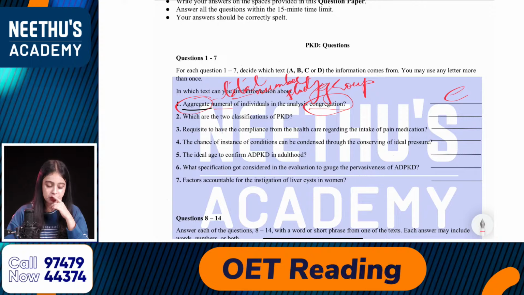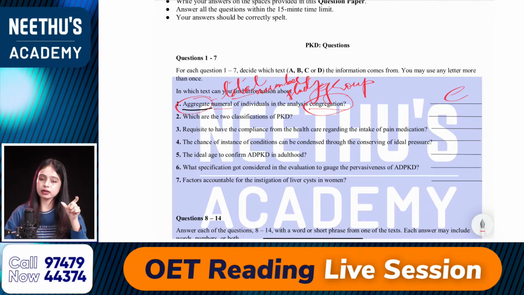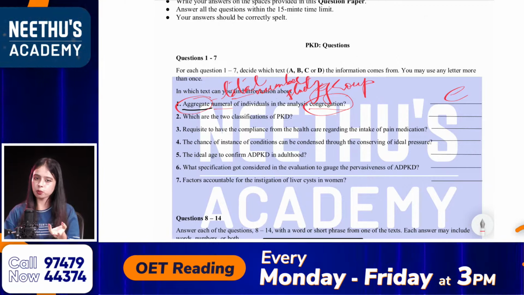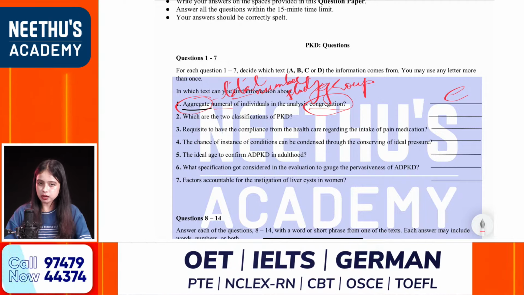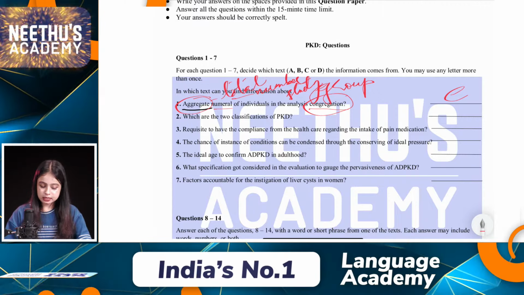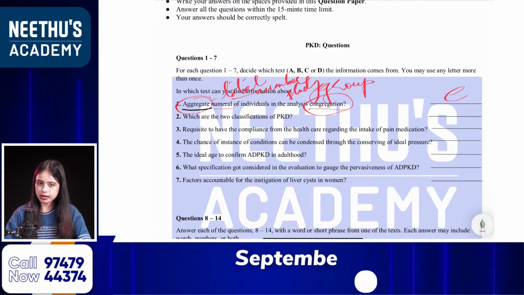Okay, Najma, your keywords are aggregate, analysis, congregation. Congregation means the group. A contingent also means a group. So analysis congregation means study group. See, synonyms are used. Yes, very good Manju, answer is correct, which is C. Okay, Najma, I hope you got the correct answer, right?